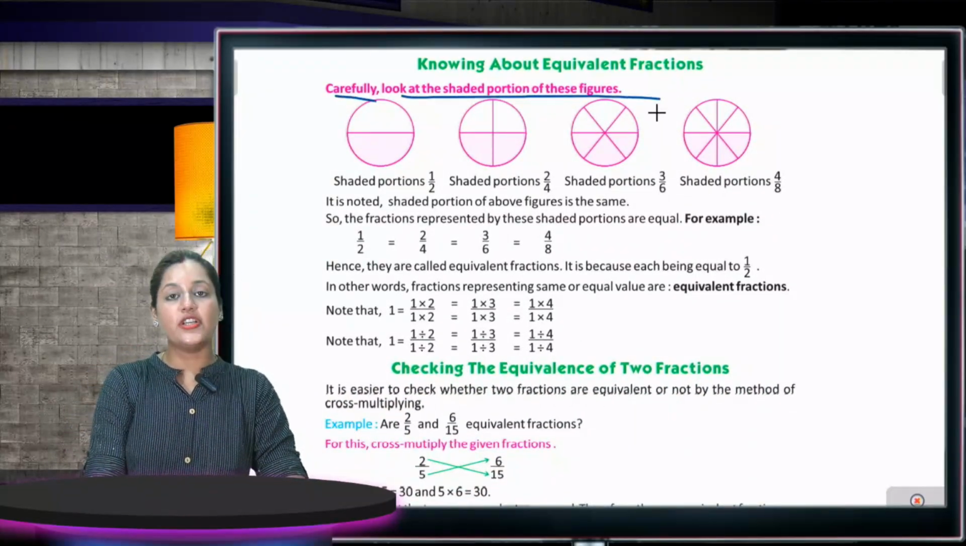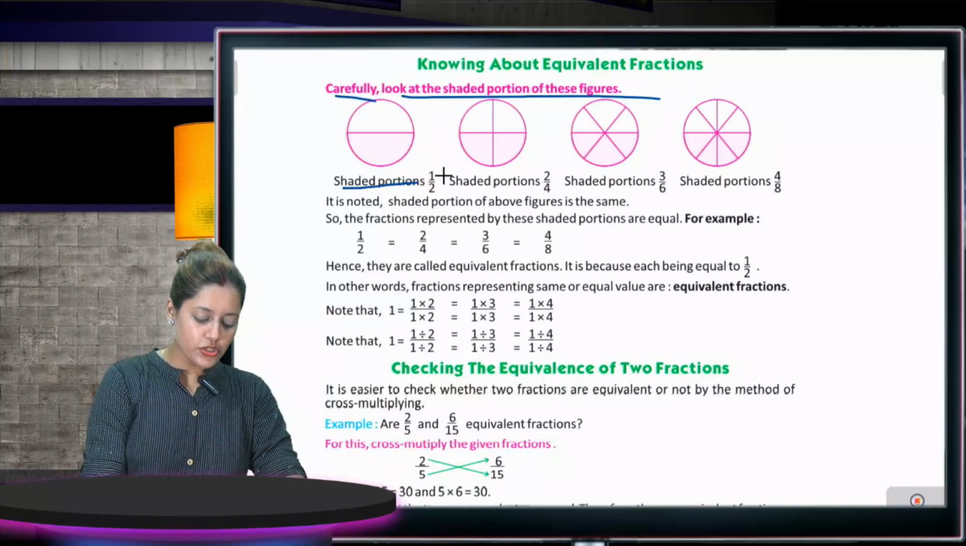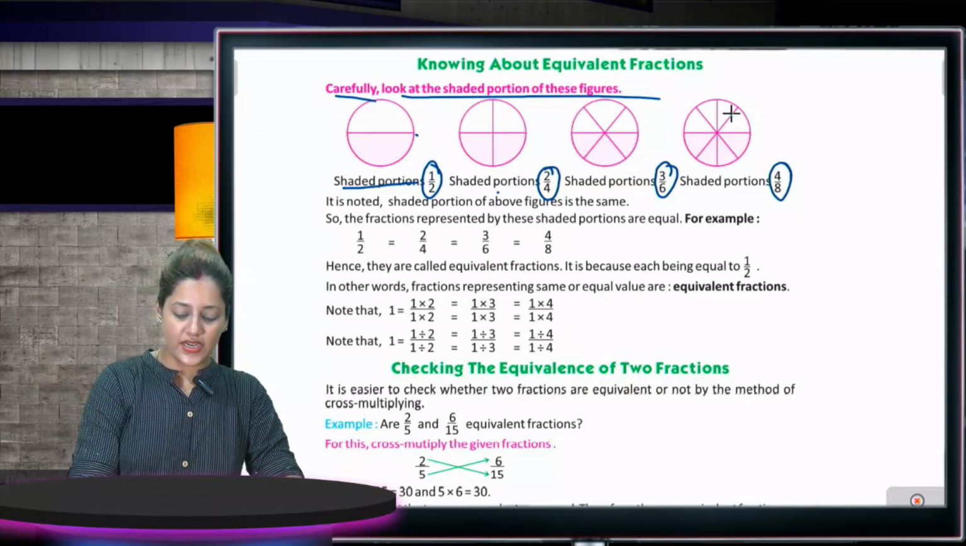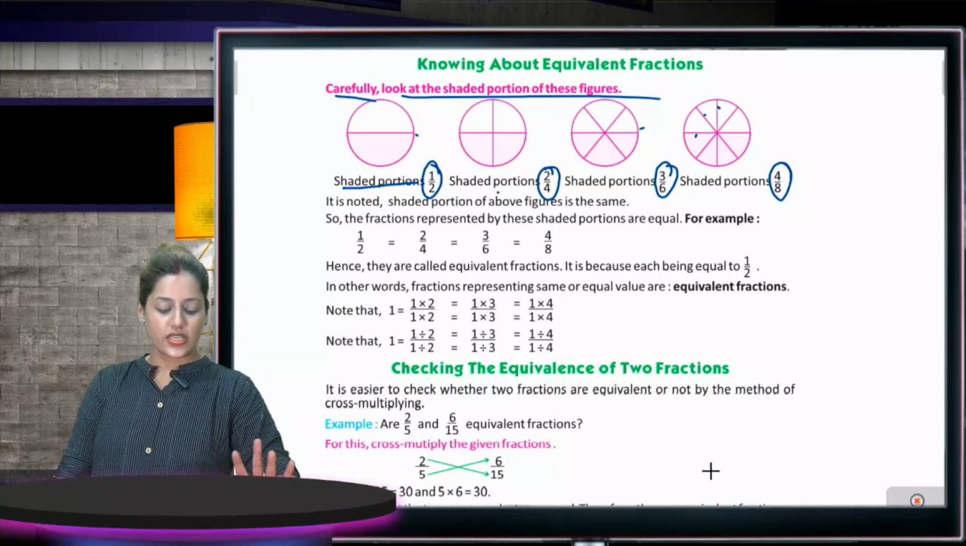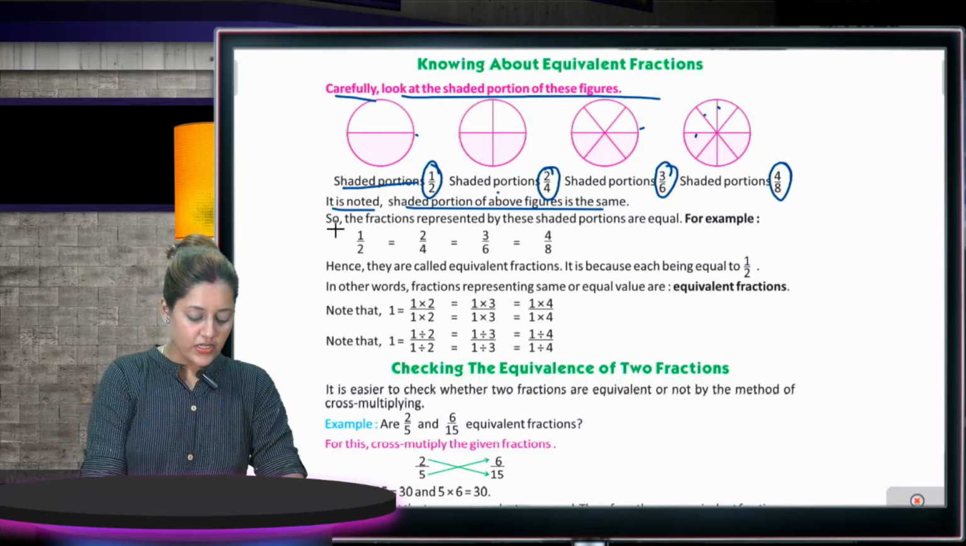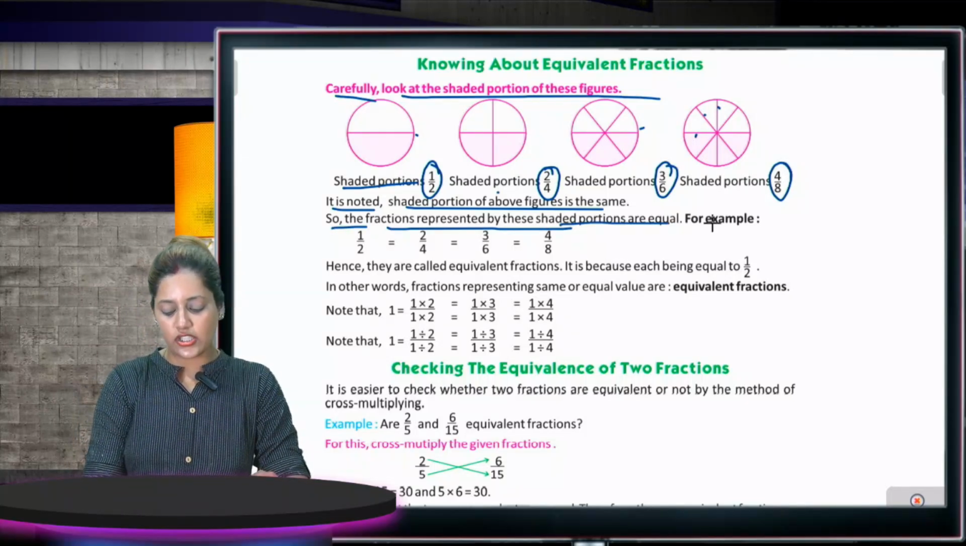Carefully look at the shaded portion of the figure. The shaded portion is 1 by 2, and this is 2 by 4, this is 3 by 6 and this is 4 by 8. It means there are 8 blocks in which 4 are shaded. In the same way, there are 6 blocks, 3 are shaded. Note that the shaded portion of our figure is the same. So, the fractions represented by this shaded portion are equal.